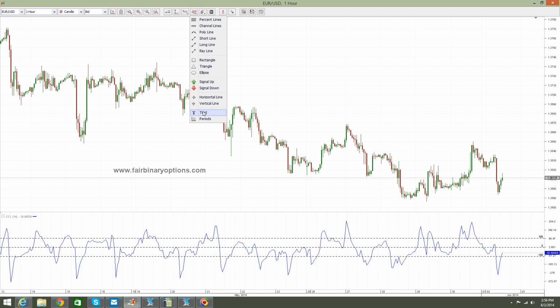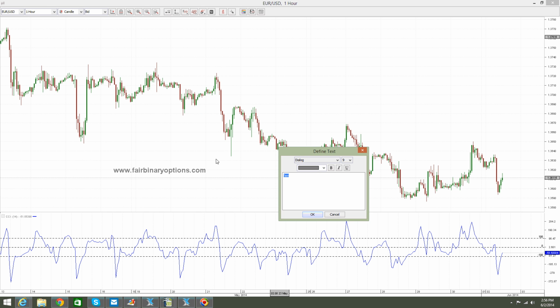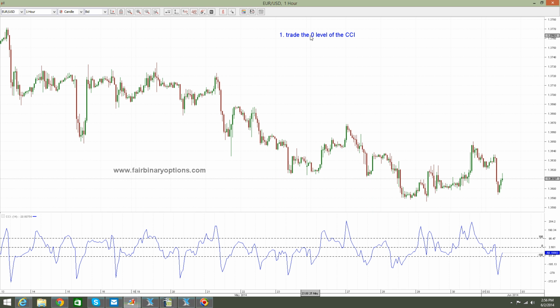One way to trade binary options with the CCI, and I will put it here on the screen, is to trade the zero level of the CCI. What does it mean, the zero level? Like mentioned in the first part of this project, the indicator is offered with three different levels: 100, 0, and minus 100. So basically the whole territory is divided into two parts, one positive territory and one negative territory.